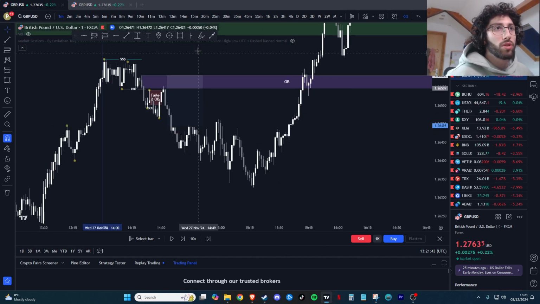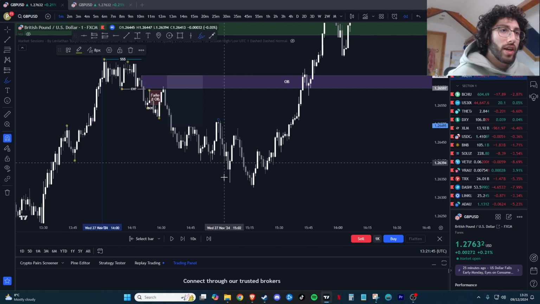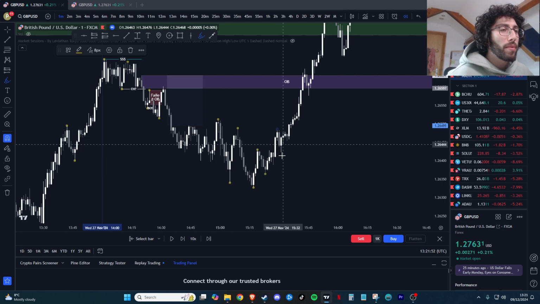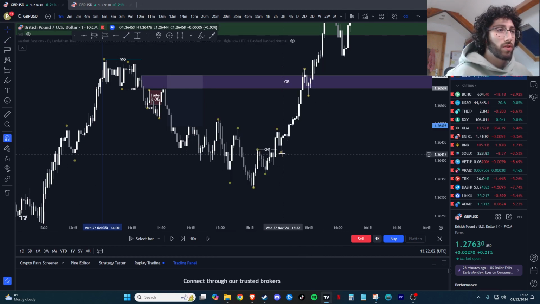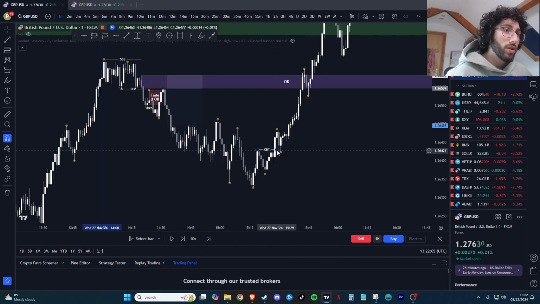Let's get our highlighter tool. See what happened. High, then low, high, then low, high, low, bam, bam, and it just shot up. So, what can I mark out? This was another change of character. This is why it's important to remain flexible, because price can always turn mid-session.